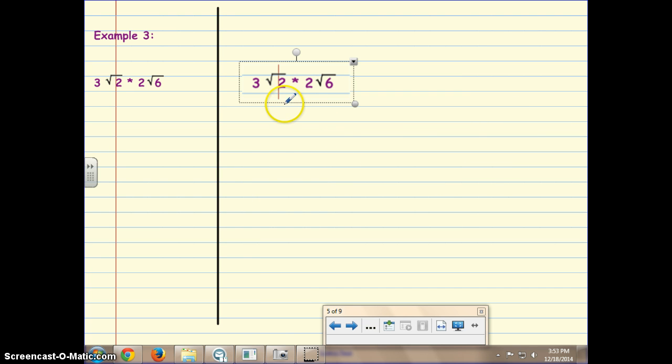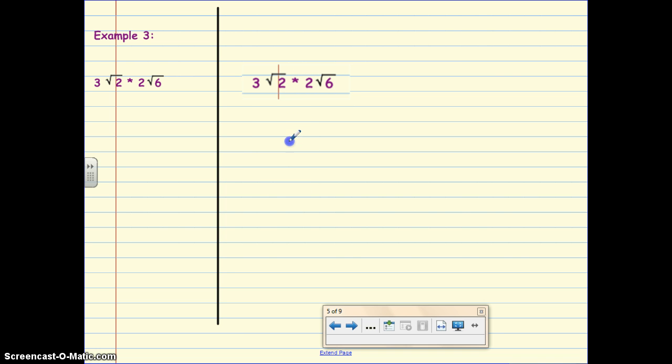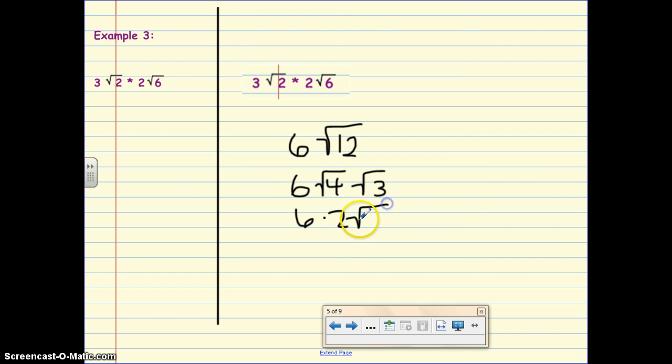And multiplication is much easier. Your job when you're multiplying is to multiply the coefficients together, so 3 times 2 is 6. And then multiply the numbers under the square roots, so 2 times 6 is 12. So our final answer is 6 square root of 12, or I could rewrite that 12 as the square root of 4 times the square root of 3. The square root of 4 we know is 2, so 6 times 2 square root of 3, or 12 square root of 3.